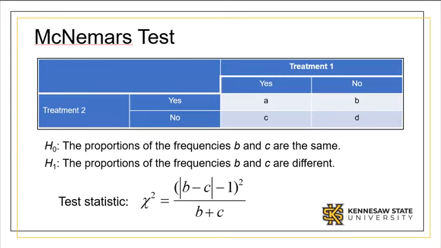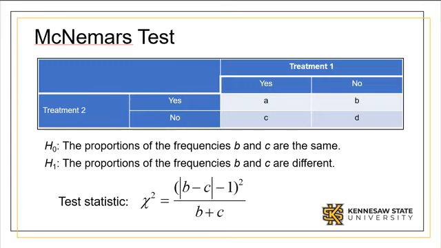When we are dealing with the difference of proportions that are paired or dependent, we must abandon the previous method in favor of the McNemar's test. McNemar's test uses frequency counts from matched pairs of nominal data from 2 categorical variables. Referring to the table here, we see we have 2 treatments and 4 respective counts, A, B, C, and D. Our null statement is that the proportions of the frequencies, B and C, are the same. Our alternative statement is that the proportion of the frequencies, B and C, are different.